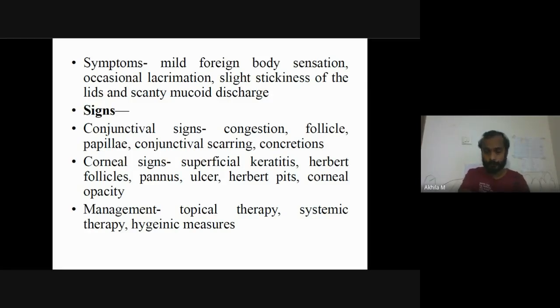Due to the keratitis, there is some ulcer formation. After healing of the ulcer, there are some pits, Herpes pits, and after that corneal opacity will be there. These are the signs of the cornea according to the severity of the disease. The corneal opacity is what causes blindness to the patients. Topical therapy, systemic therapy, and hygienic measures should be administered as management for trachoma. So trachoma, according to the condition, we can correlate with pathology.